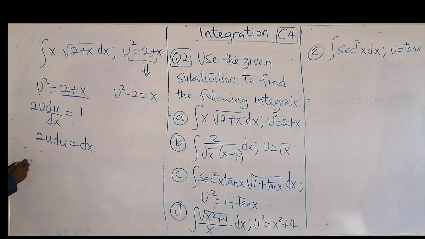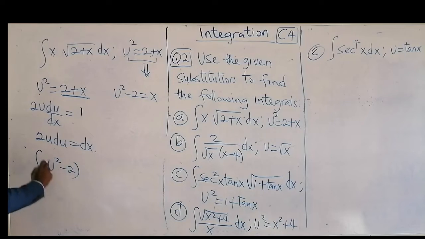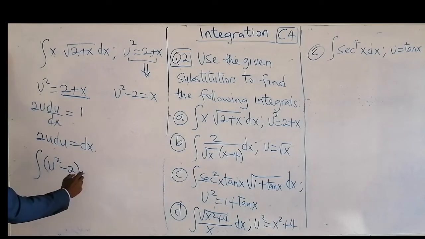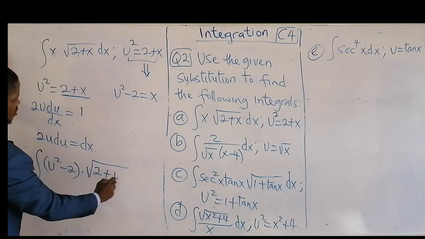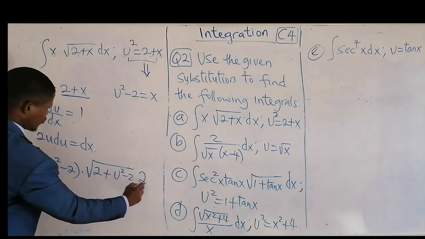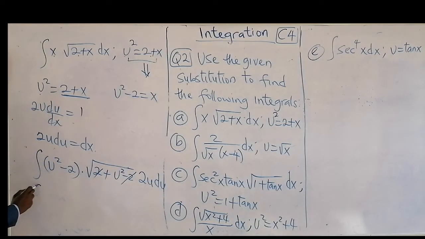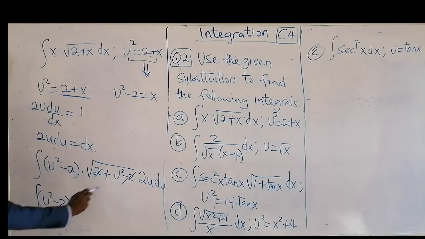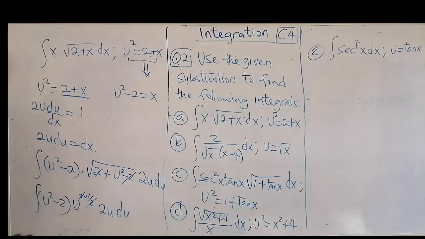So let's now go back to the expression. x is u squared minus 2 times this. So this will be the square root of 2 plus x, where x is u squared minus 2, then dx is 2u du. So minus 2 plus 2 we cancel. So we have u squared minus 2, and this will give us u squared to the power 1 over 2. Okay, then 2u and u, so this is just u.